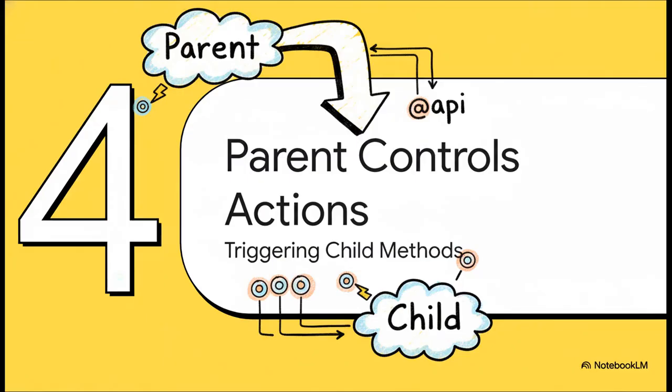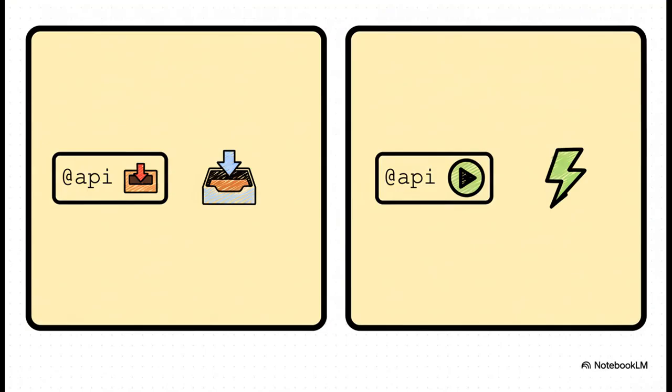Okay, passing data? Check. We've got that down. Now let's level up. What if the parent needs to tell the child to do something? Not just give it data, but trigger an action, like, hey, reset your form, or go refresh your data now. For that, we can expose entire methods. And the best part is, the way you do it is going to feel super familiar. It's the exact same approach as with properties. You just take that @API decorator and slap it right on a method in the child component. Here, we've created a public resetMessage method that a parent can now call whenever it wants.